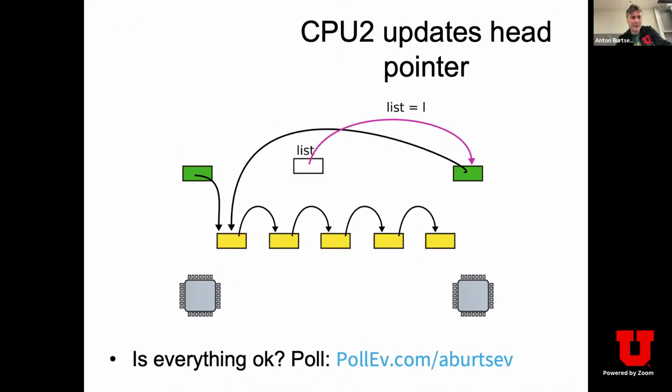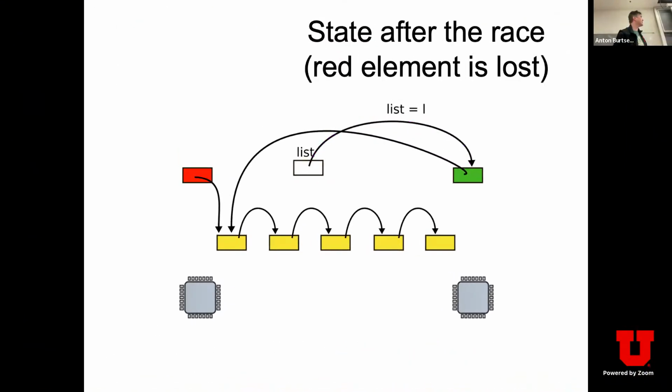So, yeah, we all are right. This element is sitting there in memory. We allocated it, but we will never be able to find it again, right? So you will traverse the list and you will never find it.